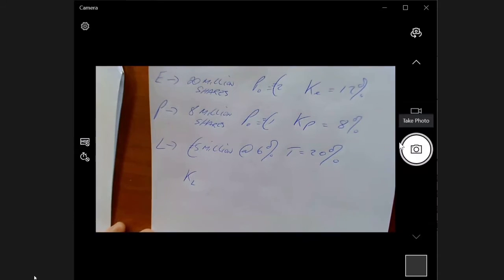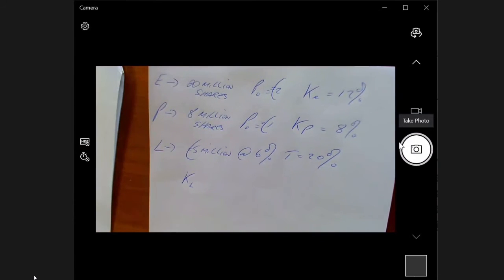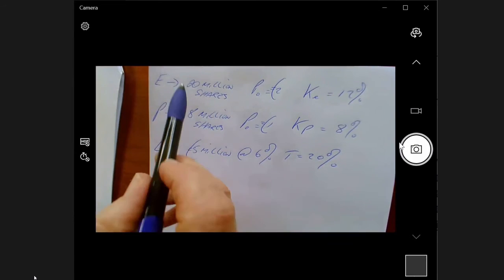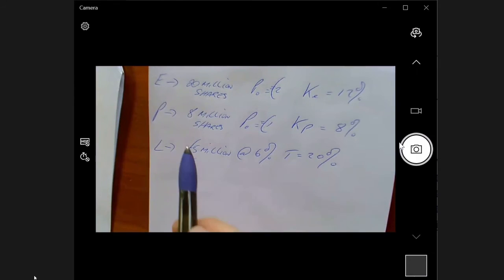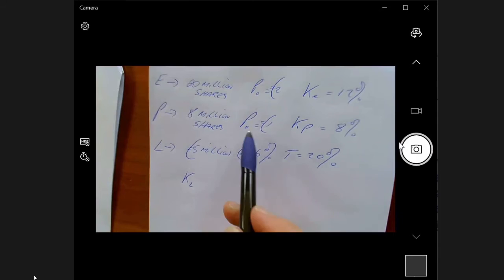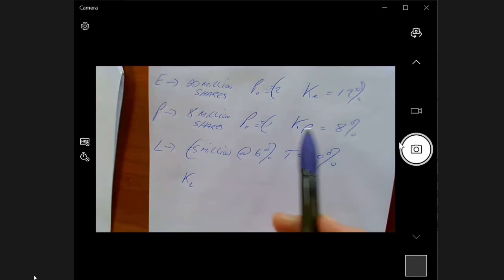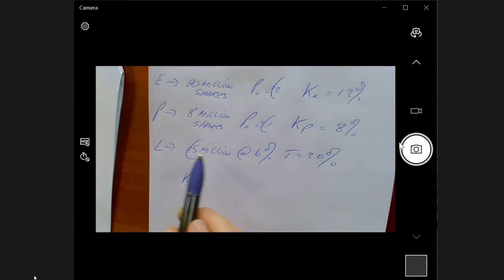I just wrote down a couple of pieces of information. The question talked about 20 million shares priced at €2, and you're given the cost at 12%. 8 million preference shares with a price of €1, and you're given a cost of 8%. And then you had an old bank loan of 5 million. The interest rate was 6%. The tax rate was 20%. So I kind of used the similar format as the previous question.